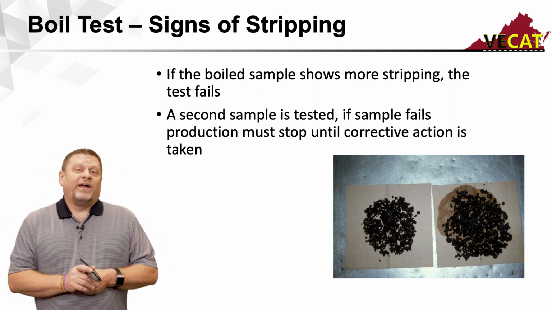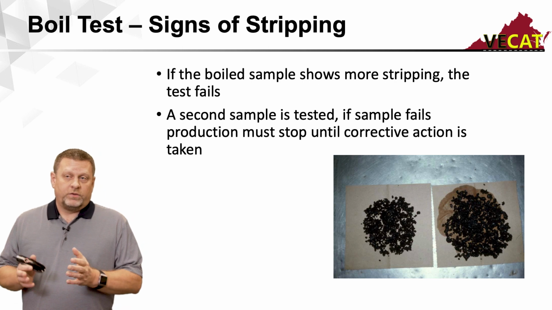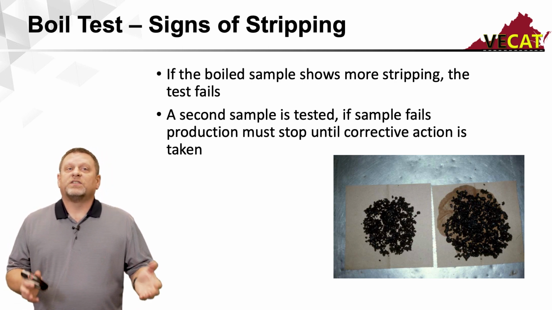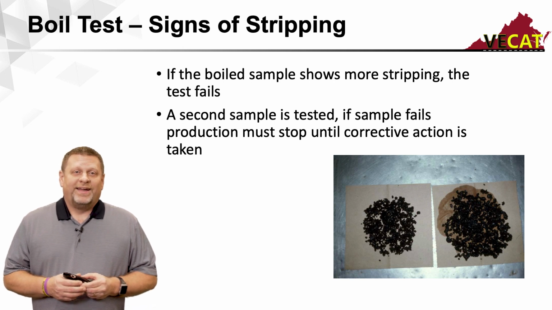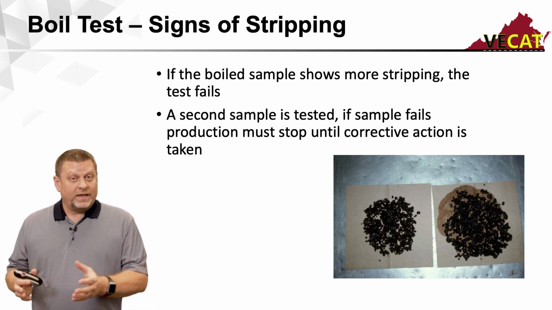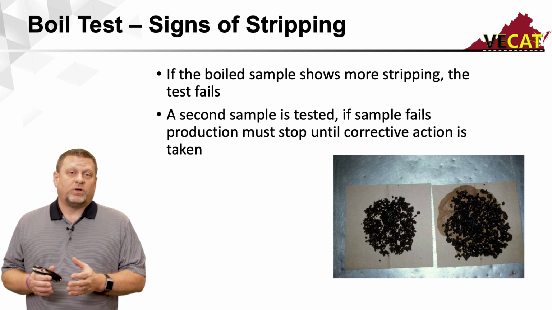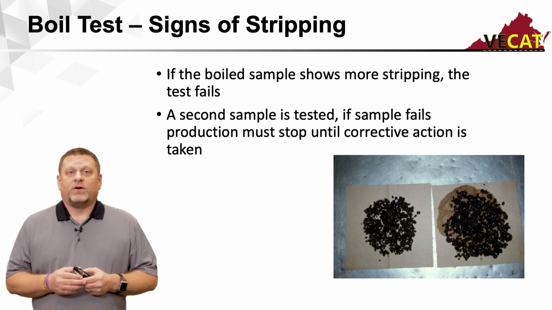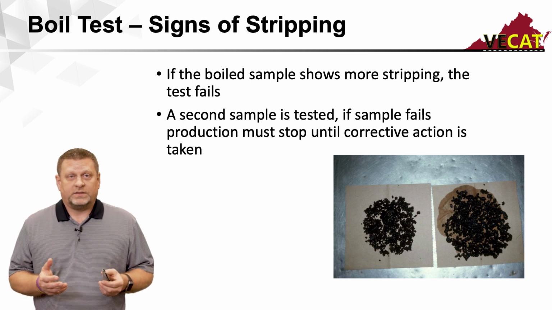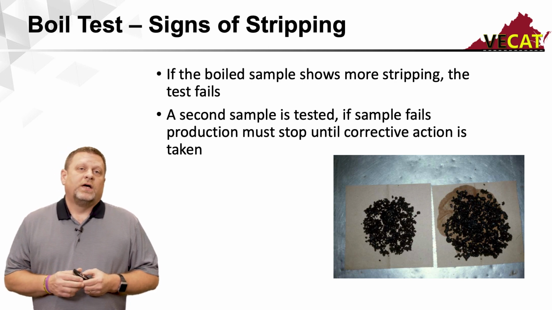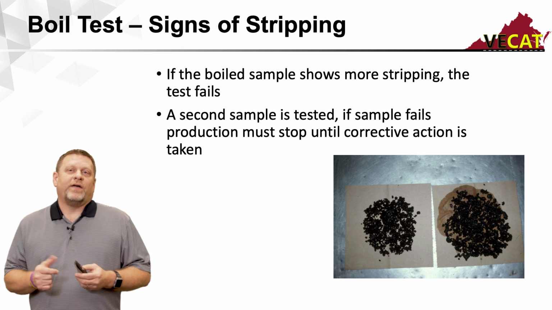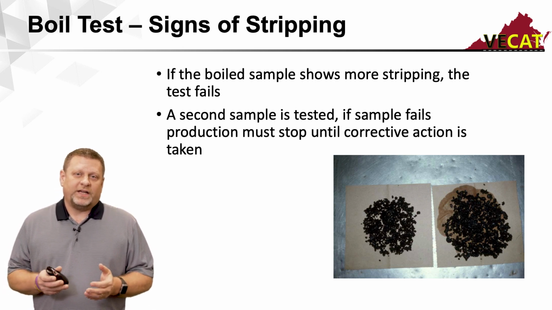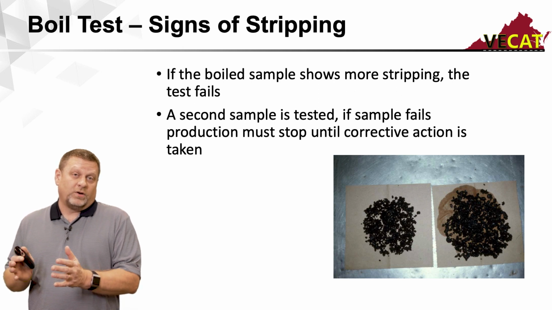If you do see stripping that's occurred, you need to run a second sample as quick as possible. If the second sample again shows that some possible stripping has occurred, you need to cease production and find a corrective action to resolve this process before continuing production. This is why I think we don't see this boil test run as much, because it opens it up to interpretation of, do I call this stripping or not?